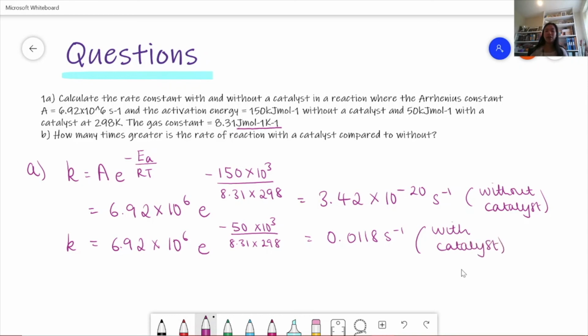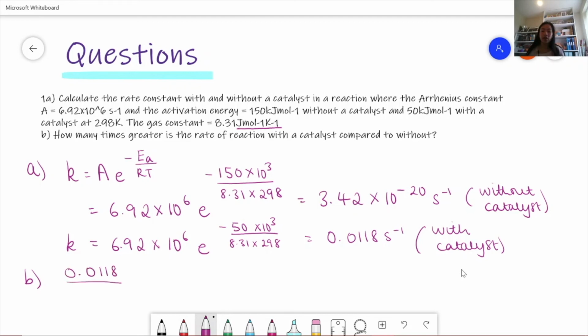And then for b, how many times greater is the rate of reaction with a catalyst compared to without? Well, if we think about it, the rate of reaction is directly proportional to this rate constant. And so if we find out how many times greater the rate constant is with a catalyst compared to without, then that would be equal to how many times greater the rate of reaction is. And so the way we do that is we put the 0.0118 over this 3.42 times 10 to the minus 20.